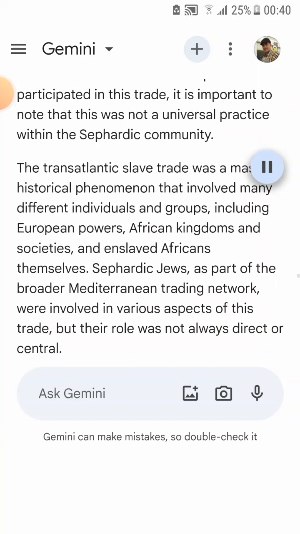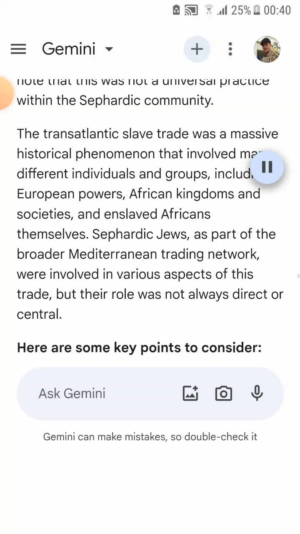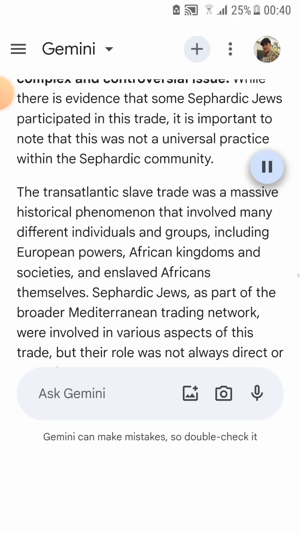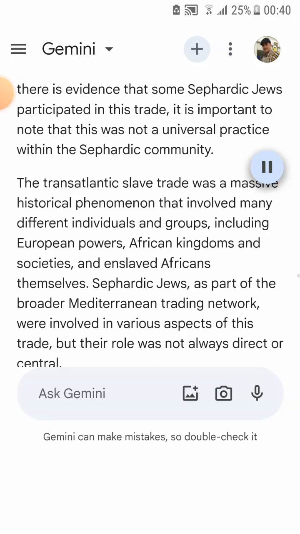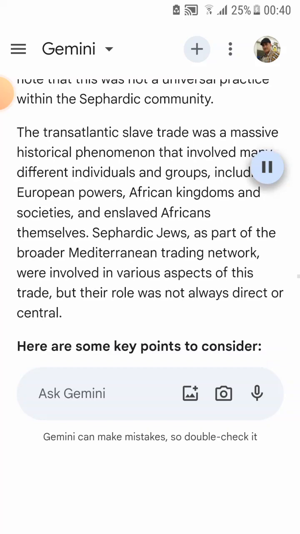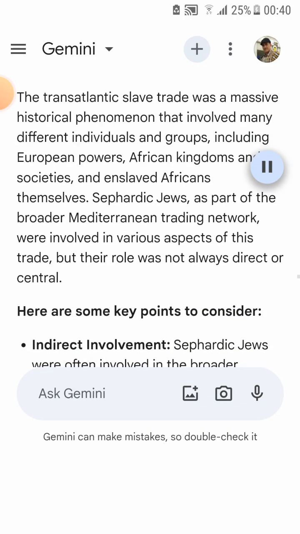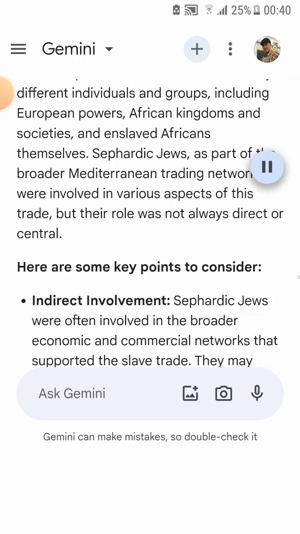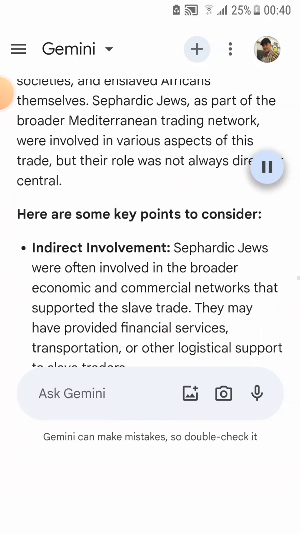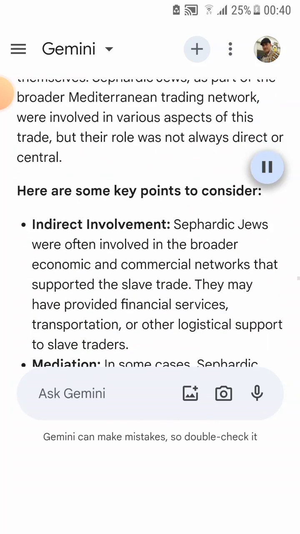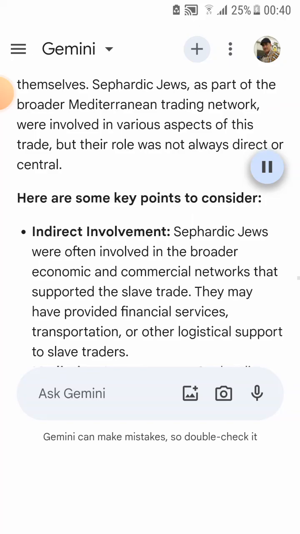The transatlantic slave trade was a massive historical phenomenon that involved many different individuals and groups, including European powers, African kingdoms and societies, and enslaved Africans themselves. Sephardic Jews, as part of the broader Mediterranean trading network, were involved in various aspects of this trade, but their role was not always direct or central. Here are some key points to consider.